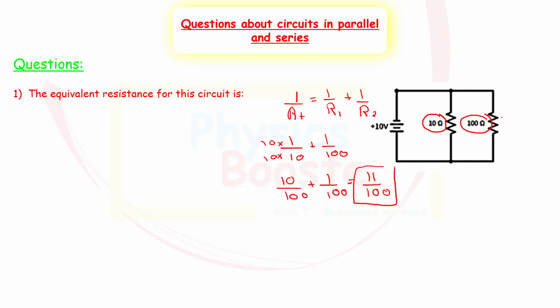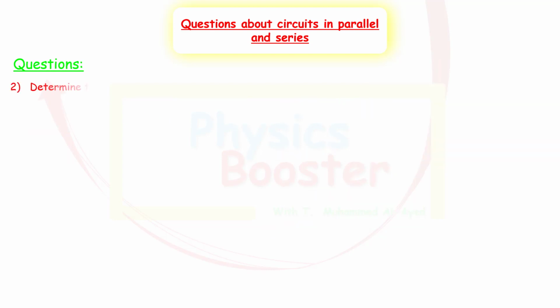This is equal to 1 over RT. So 1 over RT is equal to 11 over 100. So if I want RT, what I have to do is flip both values. So the final answer right here, RT is going to be equal to 100 over 11, which is approximately 9.09. So the answer is 9.09.